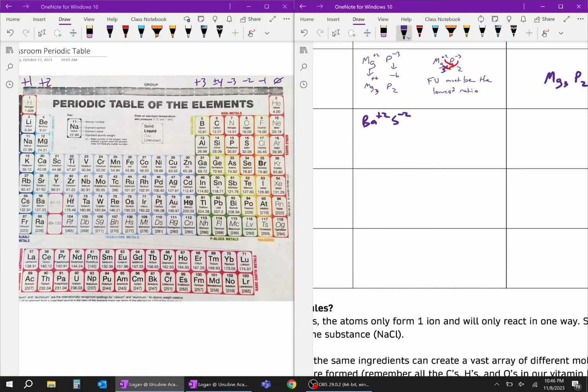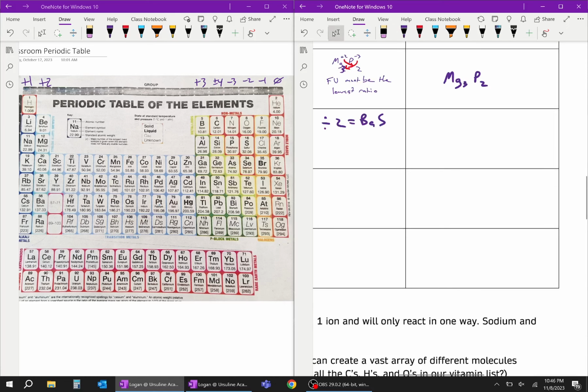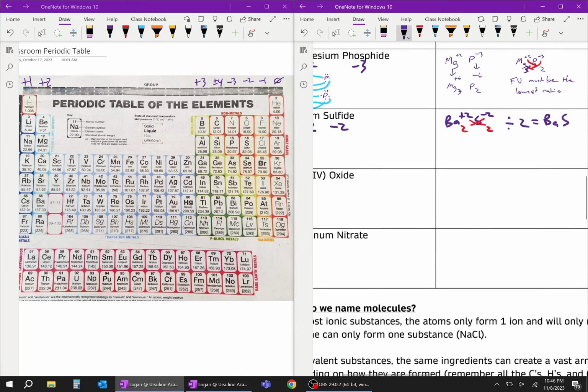If you choose to do the crisscross thing, then you will crisscross, and you will see that I'm supposed to have 2 of each, but the formula unit must always be the lowest ratio. Both 2's are divisible by 2, and so if I divide that by 2, I get 1 barium and 1 sulfur. The correct formula for barium sulfide is BaS.